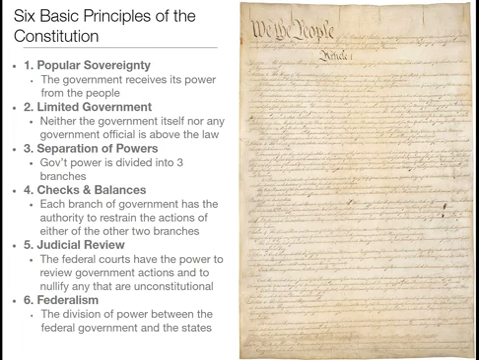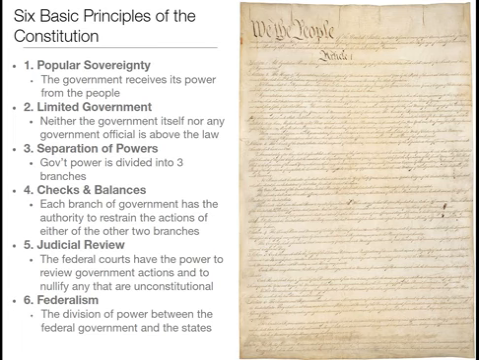Within our government, the people elect our representatives, our government officials, our president, and so all of that comes from the people. Number 2, limited government. Neither the government itself nor any government official is above the law. Meaning everyone has to abide by the Constitution and follow through with what it states. No one is above following those rules.